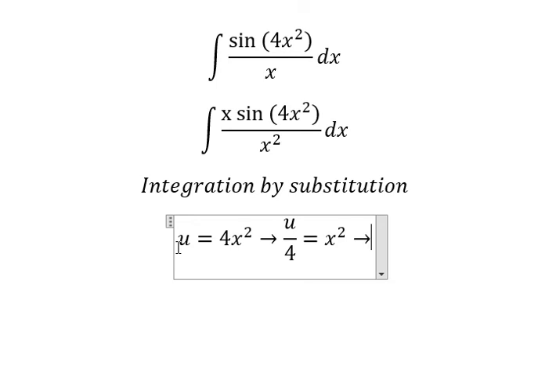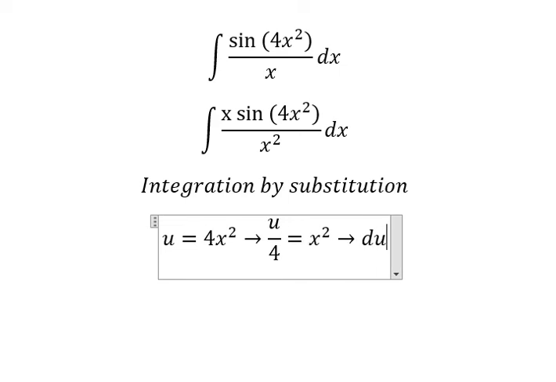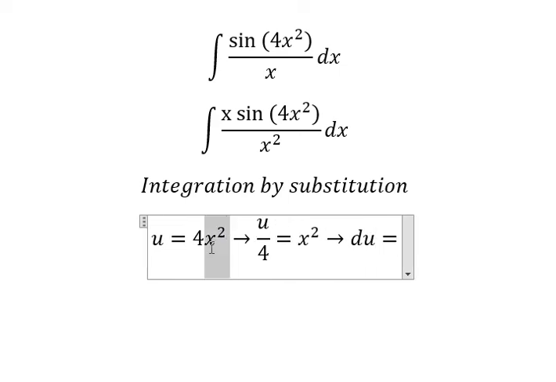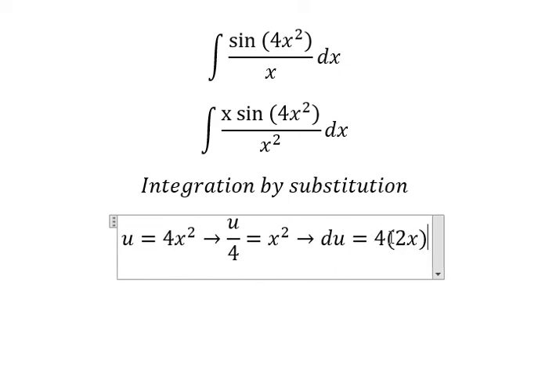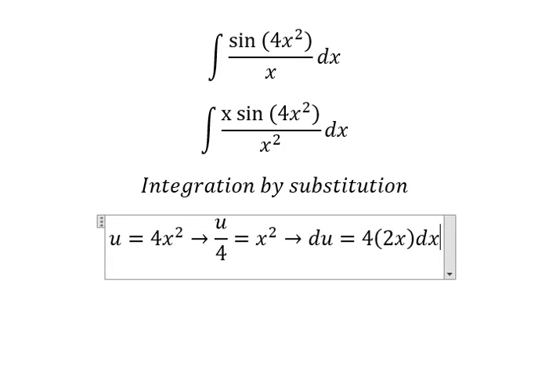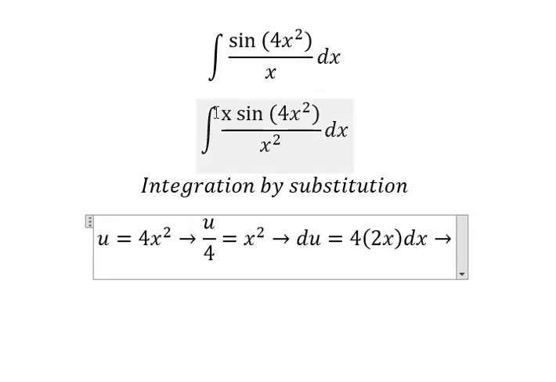Next, we need to do first derivative of this one in here. So first derivative of u, we have du. First derivative of s squared, you got 2s. Because we don't have number 8, 4 with number 2, so we need to divide both sides by number 8.